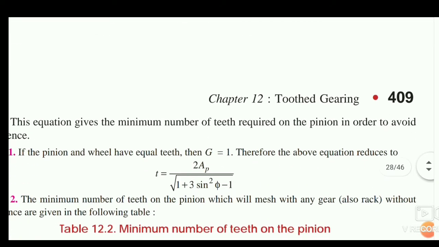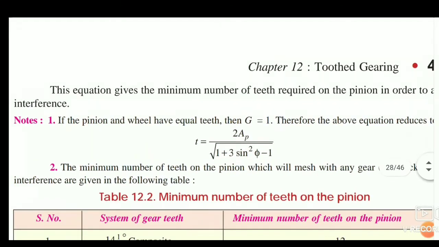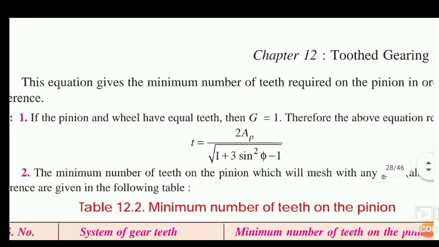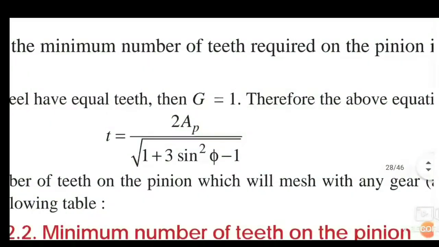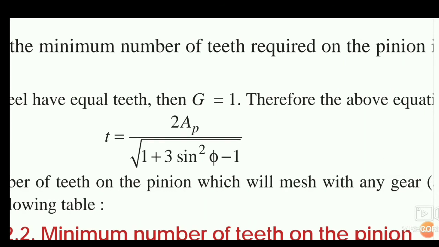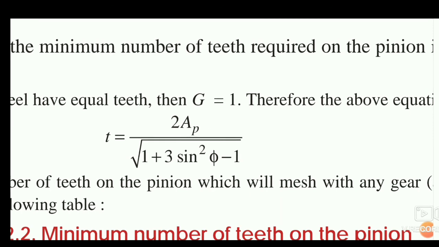And if the number of teeth on both pinion as well as wheel is equal, the value of G will be 1. So the equation will get reduced into this: t is equal to 2AP by 1 plus 3 sin square phi minus 1. So this is a formula to find out the minimum teeth required on both gear as well as on pinion.